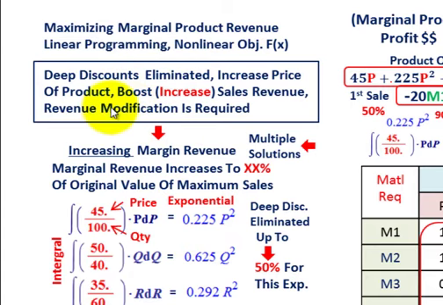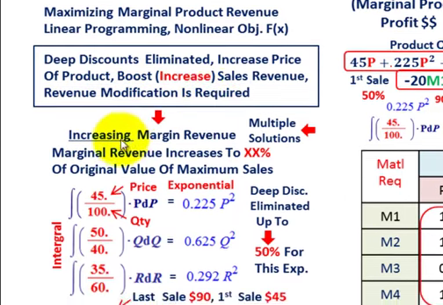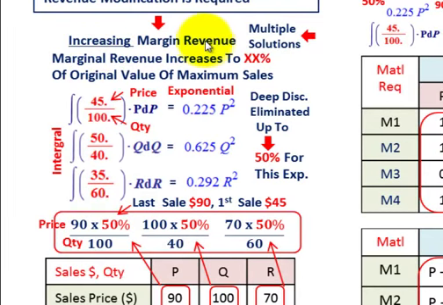So when you're doing that here, you're using linear programming. You're going to have a revenue modification that's going to be required in the programming. So what you're doing here is you're increasing your marginal revenue. That's where marginal revenue is going to increase by some percentage of the original value of our maximum sales. So that's what we have to calculate here.